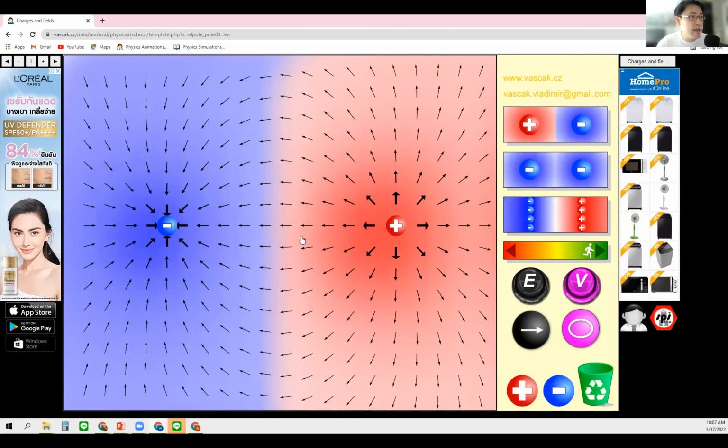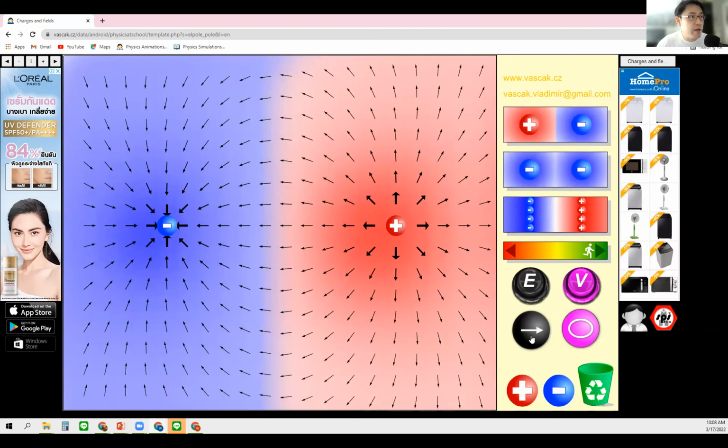So as you can see, the electric field points diverge out from the positive charge down to the negatively charged. And they do a better job at actually drawing the size of the arrow. As you can see, the bigger the arrow means the stronger the field. So that's kind of nice.